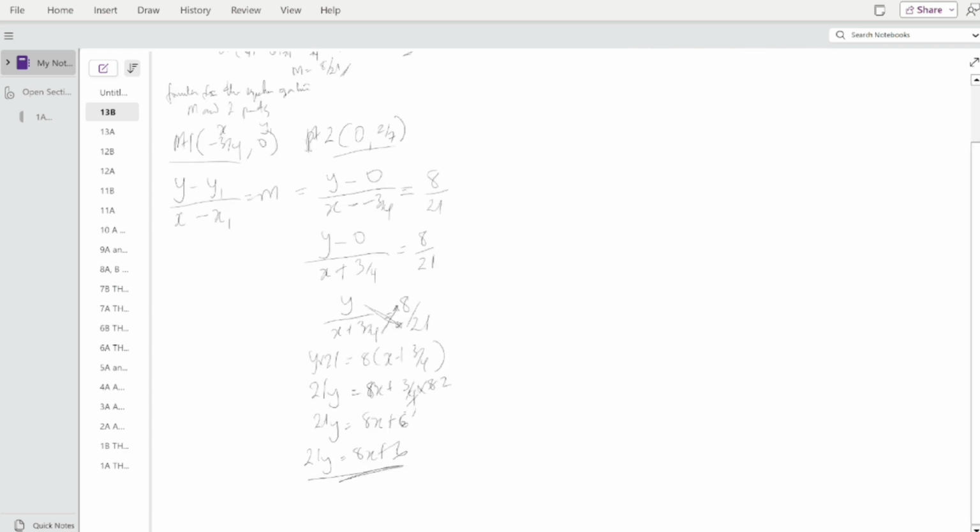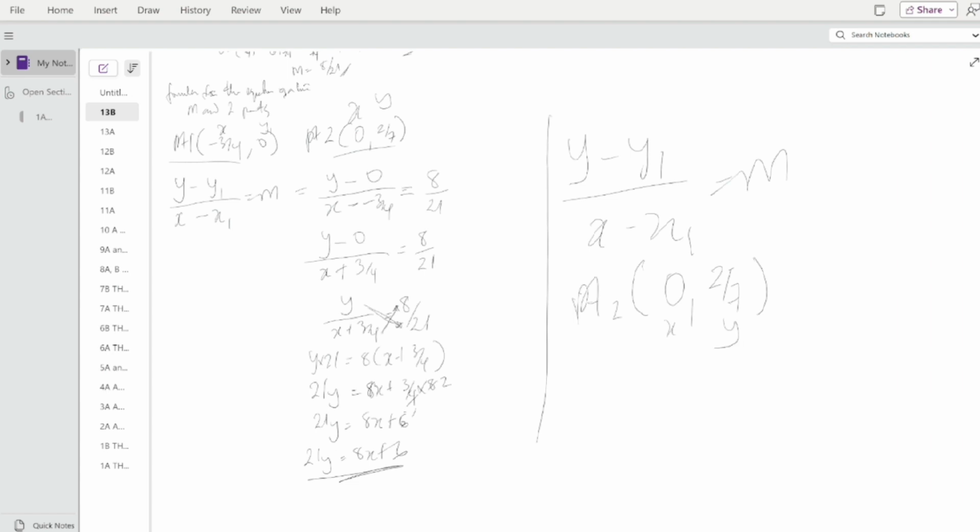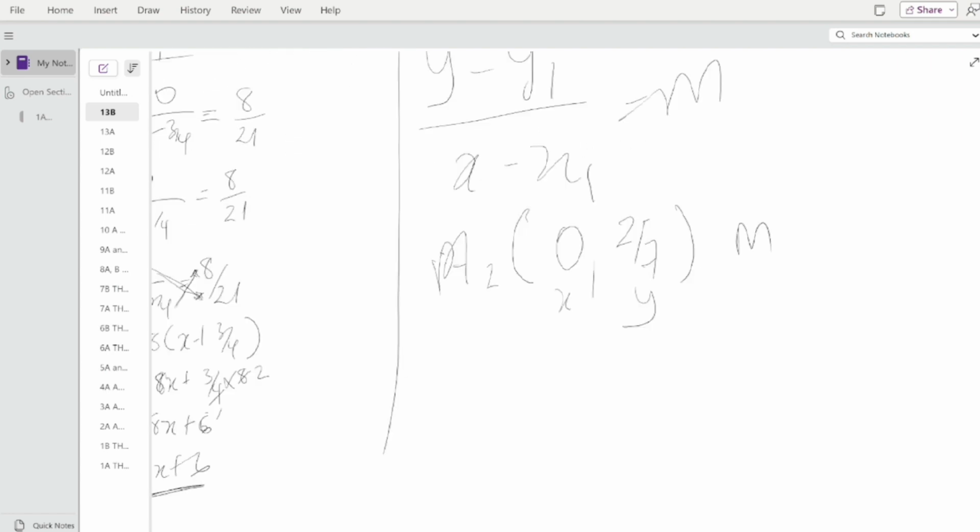Note that we can also use the second point to find the same equation for our line and we'll still get the same answer. Let's try it to prove it right or wrong. So we have our formula for the equation of a line as y minus y1 over x minus x1 equals m. For this second point, this is our x and this is our y. Our second point, let's write it here, is 0, 2 over 7, where the 0 stands for our x and the 2 over 7 stands for our y. And we know our m to be 8 over 21.